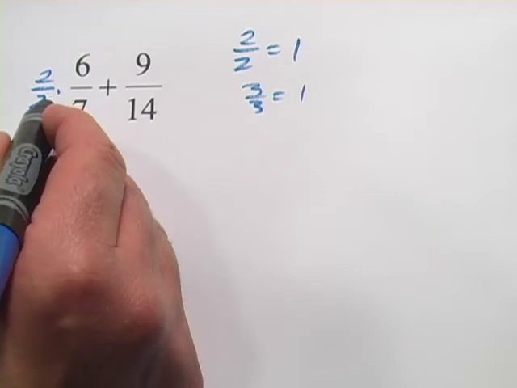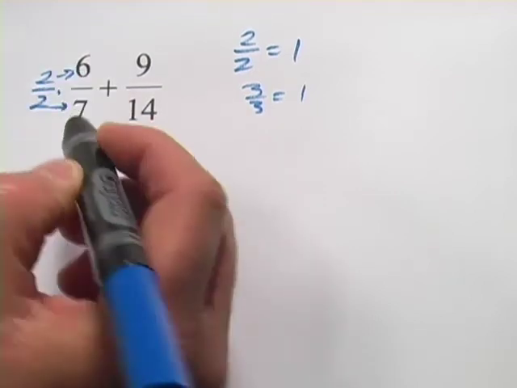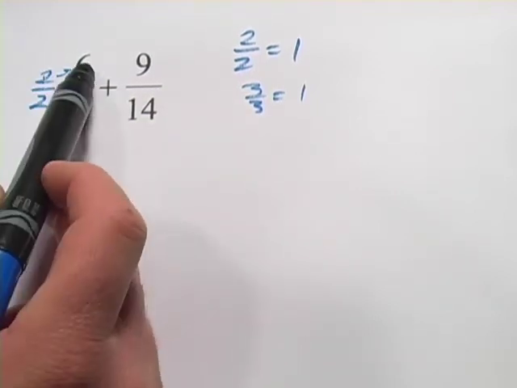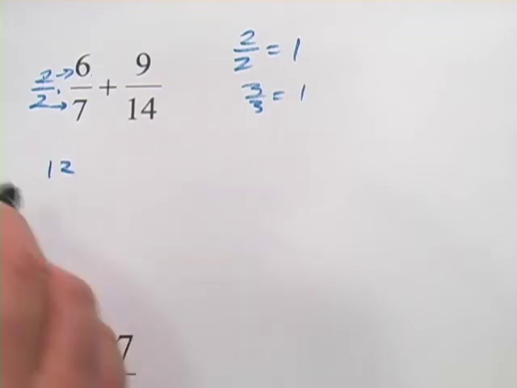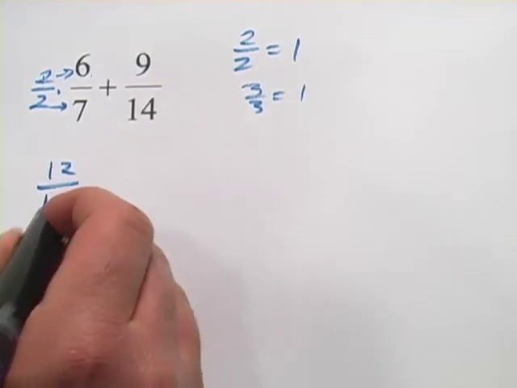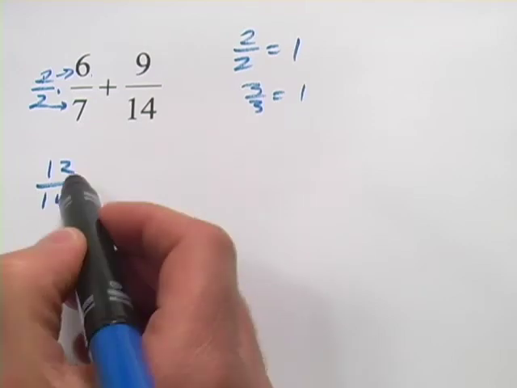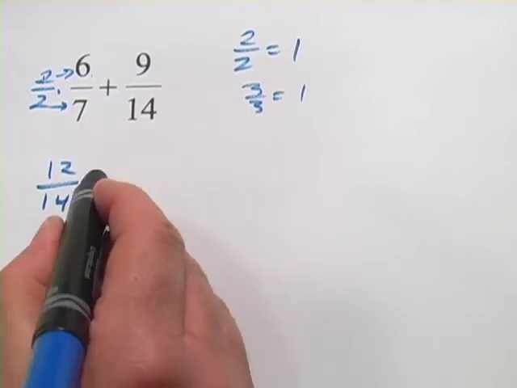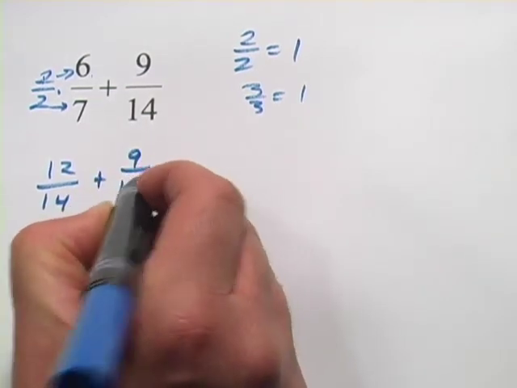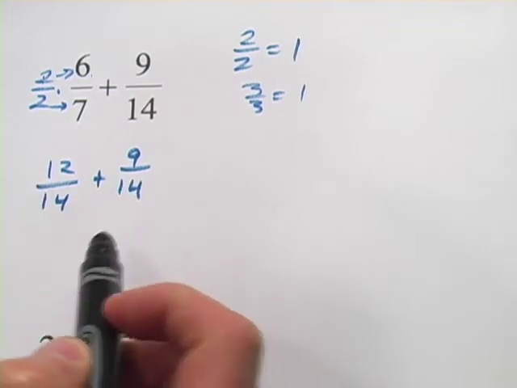And remember, when you multiply, you have to multiply across the bottom and across the top. So if I do that, I get 2 times 6, that's 12. And 2 times 7 on the bottom is 14. So 6 sevenths is the same thing as 12 fourteenths. And now, because I have the denominators the same, I can go ahead and add them.